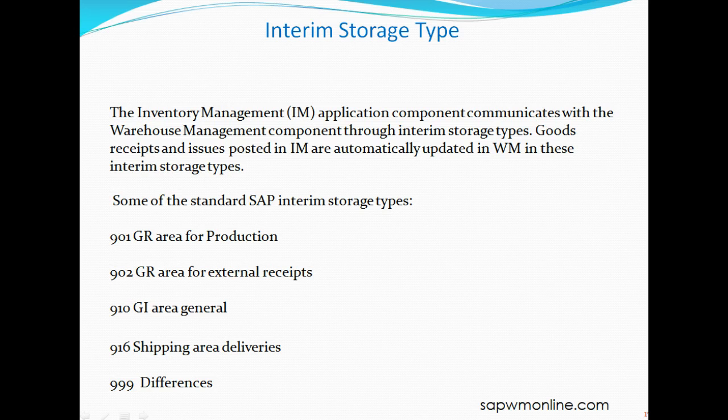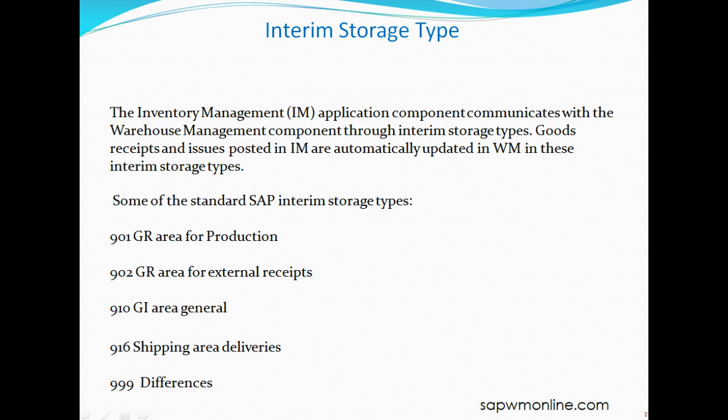So whenever a posting is done in IM, the connected posting happens in the interim storage type first, and from there it moves ahead into the WM. Similarly, whenever a posting or a change happens at a WM level, it first goes to the interim storage type and then it is reflected at an IM level. So for example, you are doing a goods receipt for a purchase order from a vendor. The moment you do a MIGO, this stock goes into an interim storage type 902. From 902, this has to be further put away into the bin. Till the time you don't put away the stock using the transfer order, it lies in 902, which is also the goods receipts area.